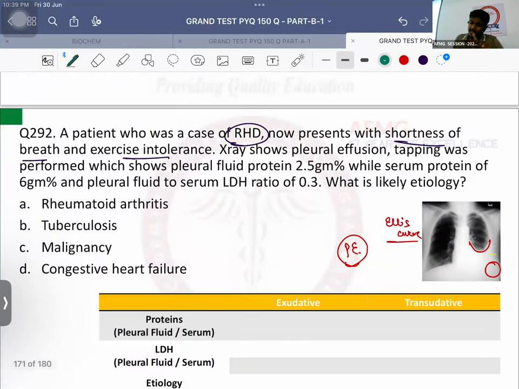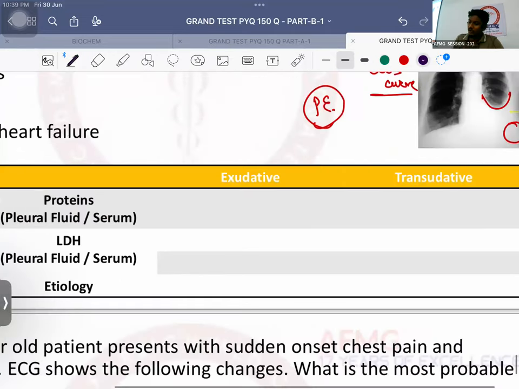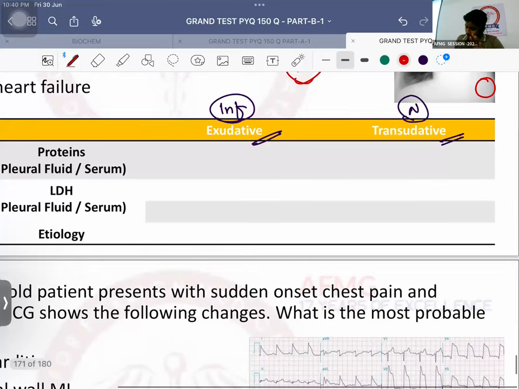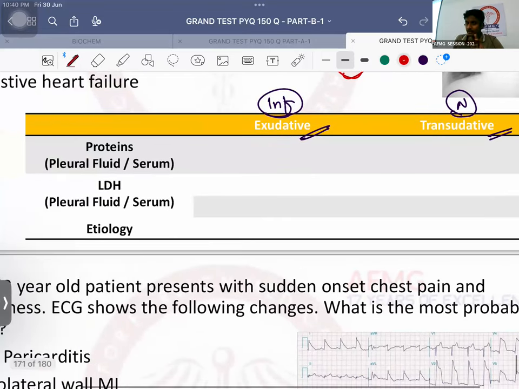Shows pleural effusion. Tapping was performed, which shows pleural fluid protein is 2.5 gram percent while serum protein is 6 gram percent. Pleural fluid to serum LDH ratio is 0.3. What is the likely etiology? Now, pleural effusion can be of two types. Either it can be exudative or transudative. Inflammatory is exudative. Non-inflammatory is transudative. Important: more common will be transudative.